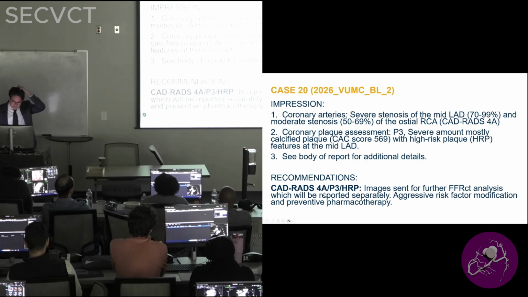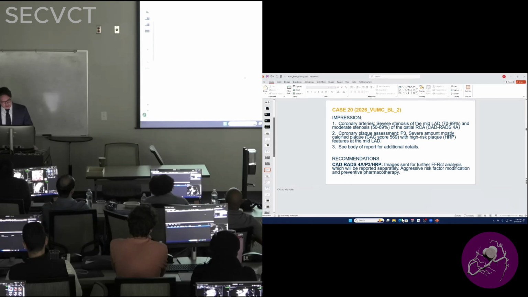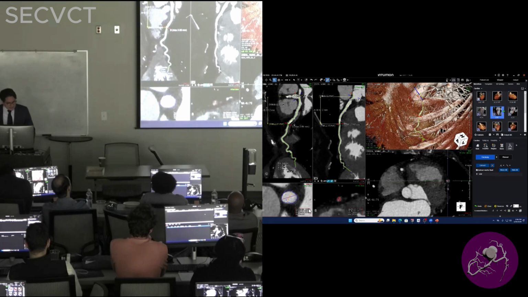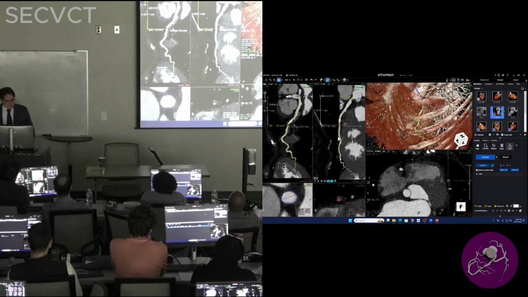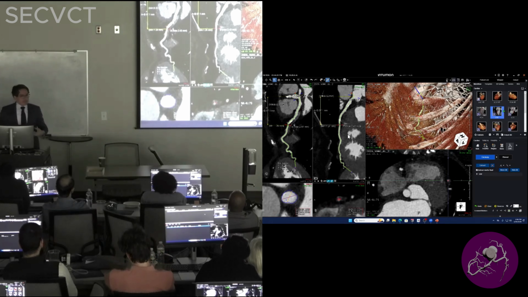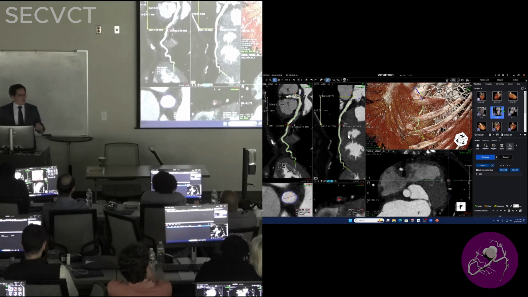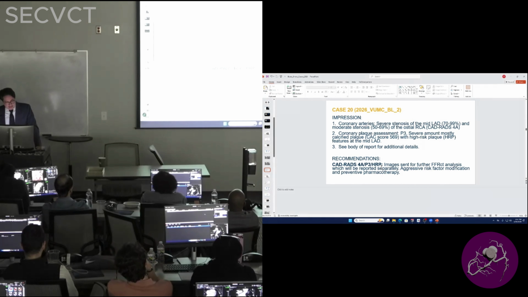So this is our impression, right? This case was a CAT-RADS 4A because of the severe lesion. It was a P3, so there's a severe amount of plaque, and the Cal score is 569. HRP, because that lesion over here is a soft plaque. It has positive remodeling. It also has a little bit of enhancement. It might not be easy for you guys to see it here, but this enhancement on the periphery is what they call the napkin ring sign. It's another marker for high risk plaque, okay? So that's an HRP.